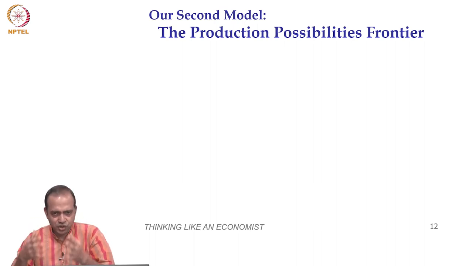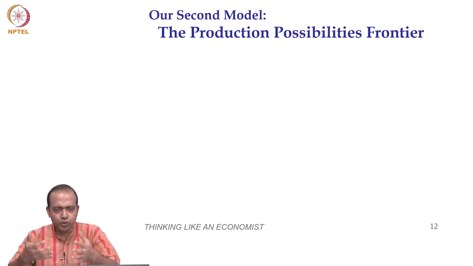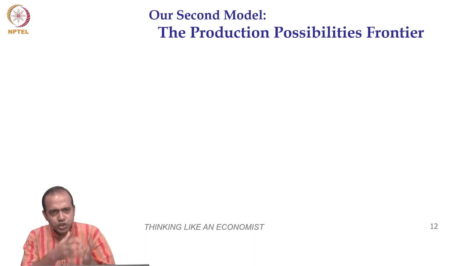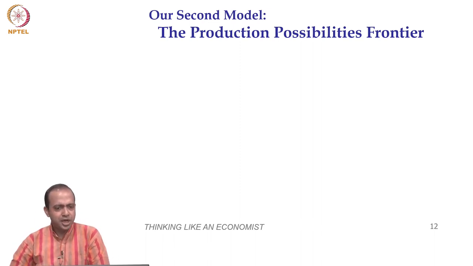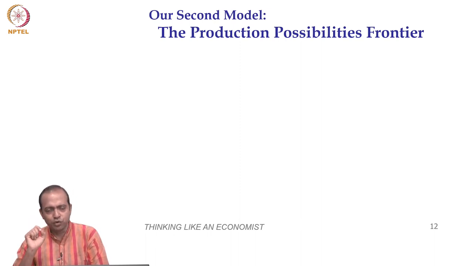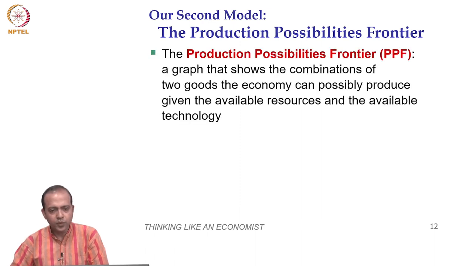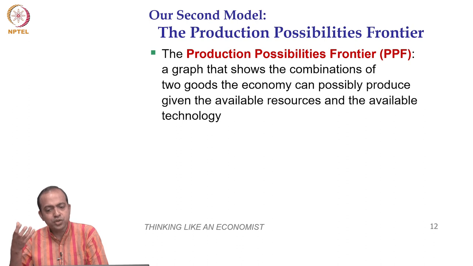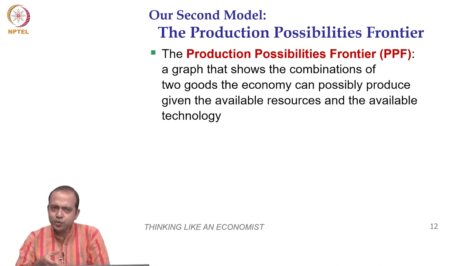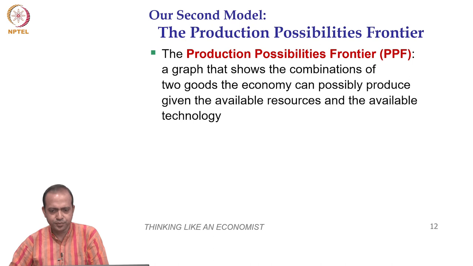The economy has to take a decision which commodity to produce more, which commodity to produce less, using the limited amount of resources available. That is why there is a need to understand the concept of the production possibilities frontier. So what is this? A graph that shows different combinations of two goods the economy can possibly produce given the available resources and available technology. See, here we are assuming only two goods to make things simple. Once we know the idea using the two-goods concept, then we can easily relax that to extend this analysis to n number of goods.